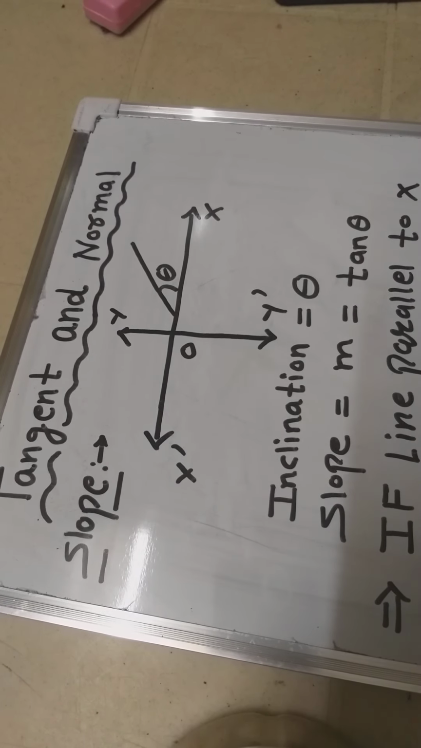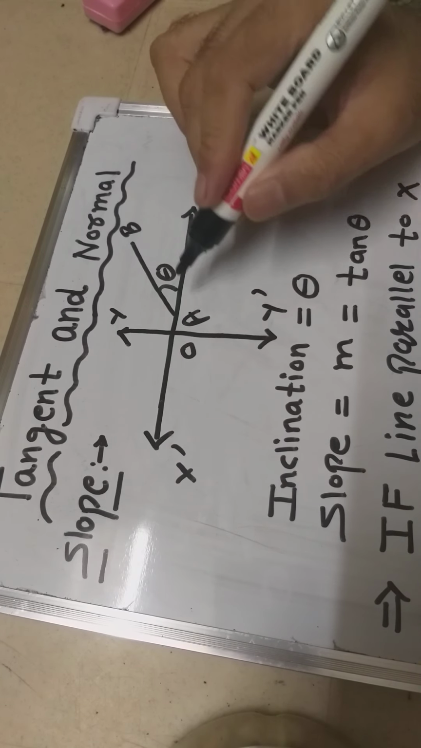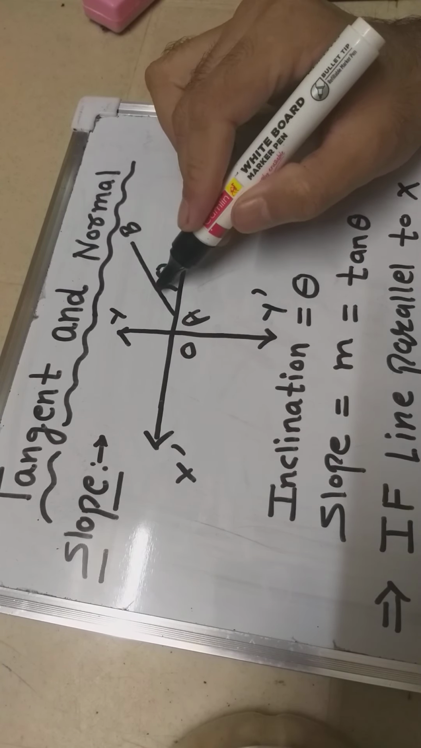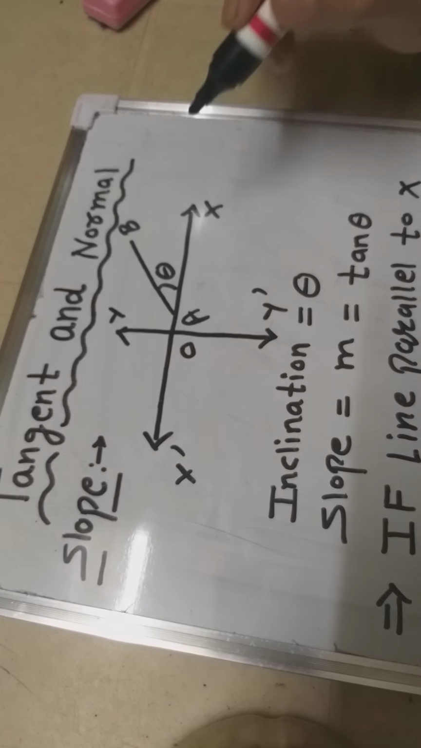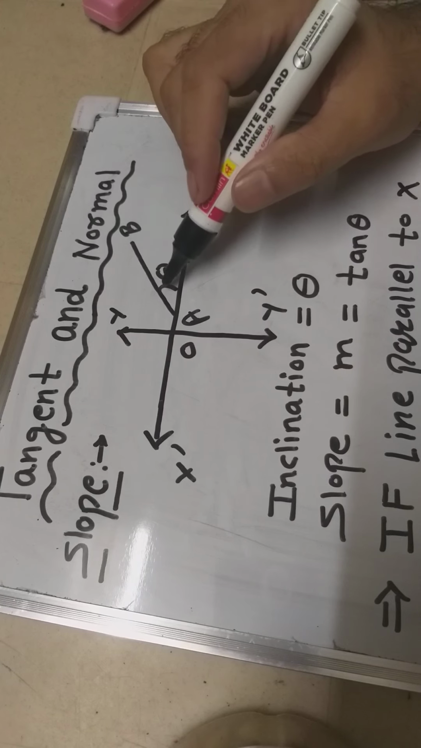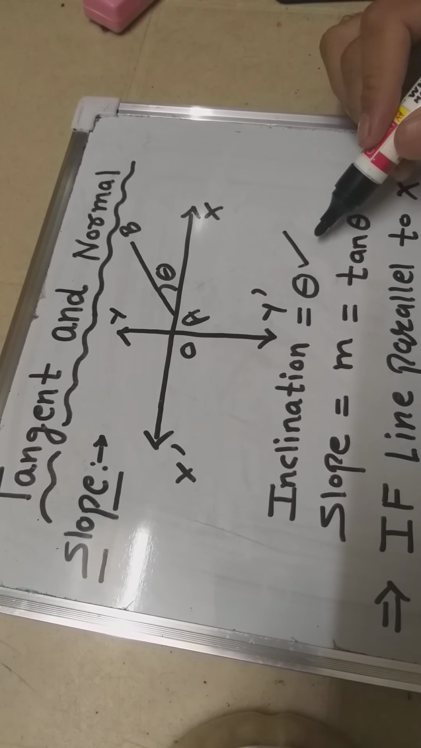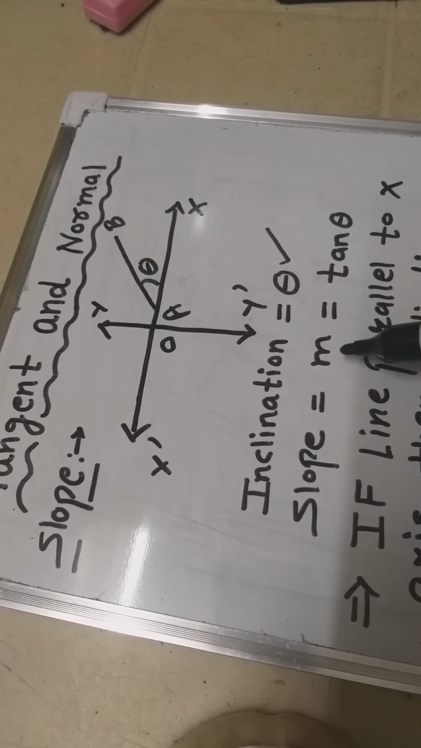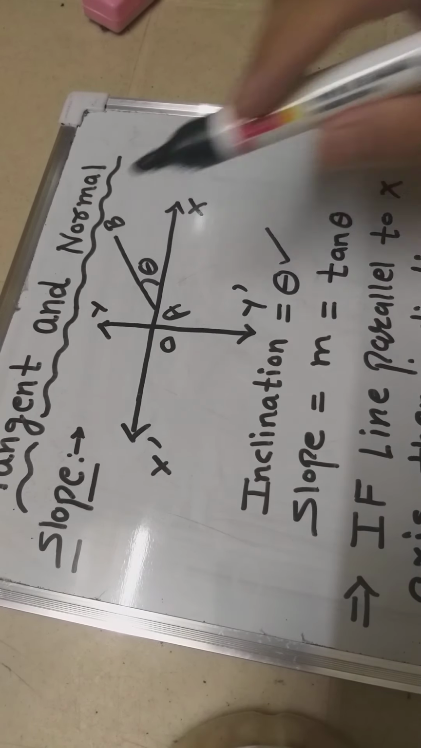It is our line AB. AB makes angle theta with the positive direction of x-axis, and this angle theta is known as inclination. Slope is denoted by m, and the trigonometric tan of this angle theta will be the slope of this line AB.